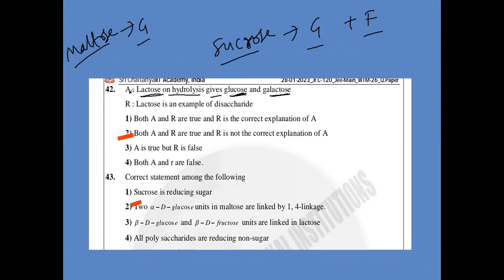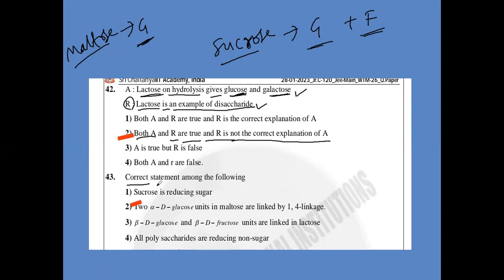Next, the assertion is given, and the reason is given that lactose is an example of disaccharide. So this statement is correct. The first statement also is correct. But does it follow that as it is a disaccharide, it is giving glucose and galactose? No. A disaccharide may be giving glucose and fructose. A disaccharide may be giving only 2 glucose molecules. Or a disaccharide may be giving any 2 monosaccharides. It need not always give glucose and galactose. So both statements are correct, but the reason is not the correct explanation for the assertion. So both assertion and reason are true, and the reason is not the correct explanation for it.